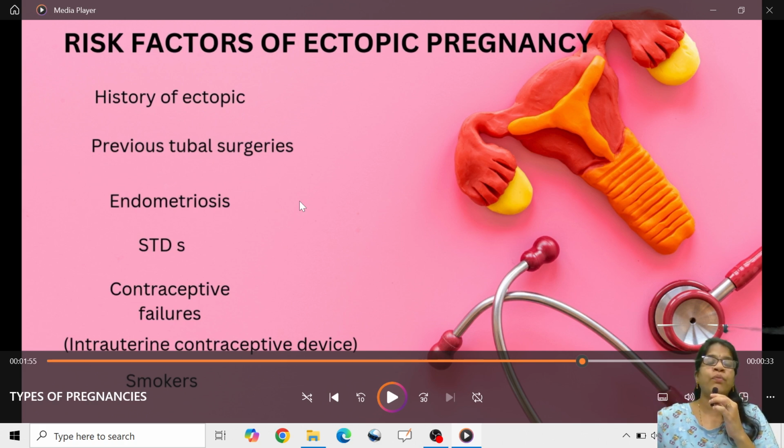So the proper peristaltic movements are completely absent because of the over-production of progesterone. That intrauterine device keeps producing more and more progesterone, which sometimes would stop the peristaltic movements of the fallopian tube. Thus the baby starts growing only in the fallopian tube instead of entering your uterine cavity. Hope I am clear with the concept of contraceptive failures, right?